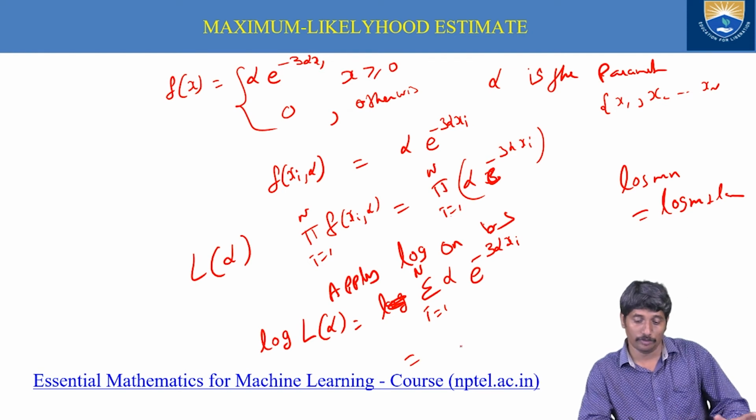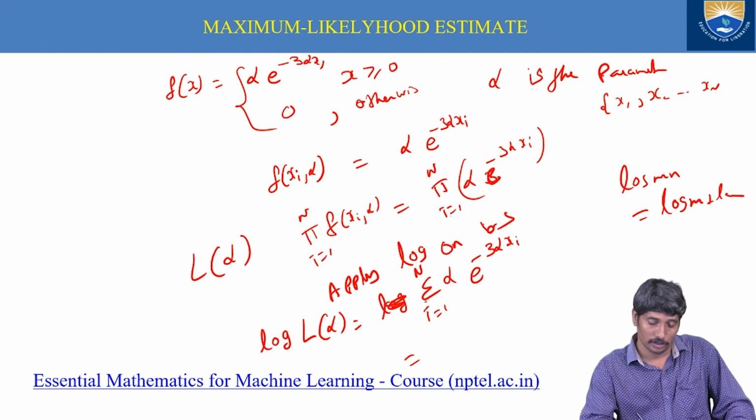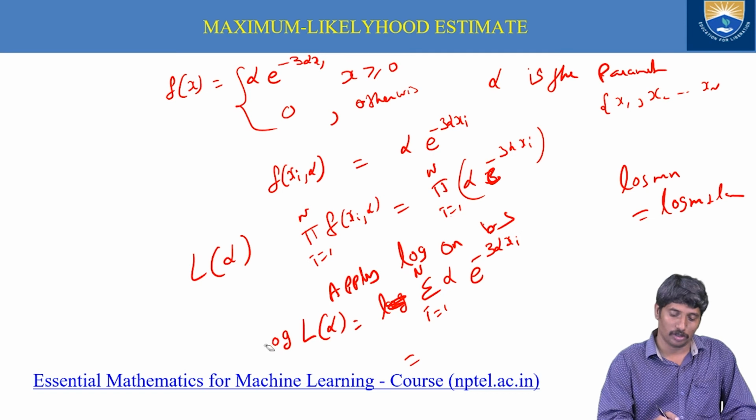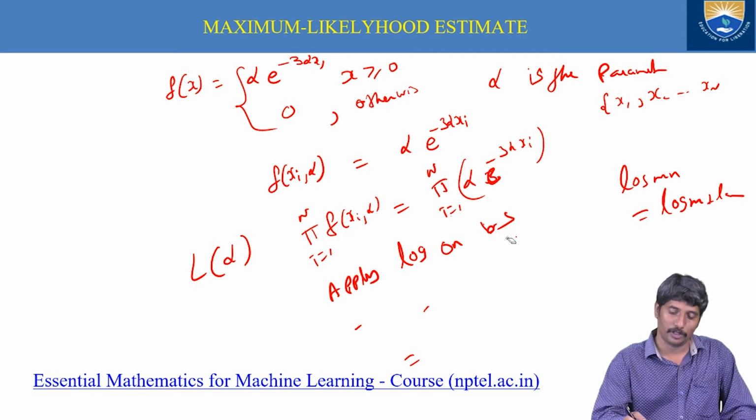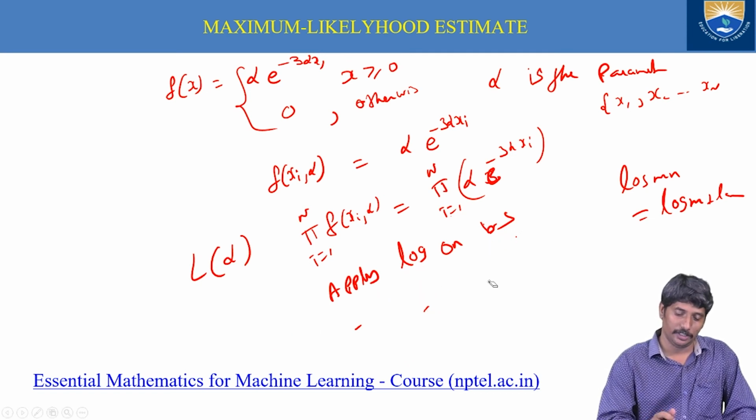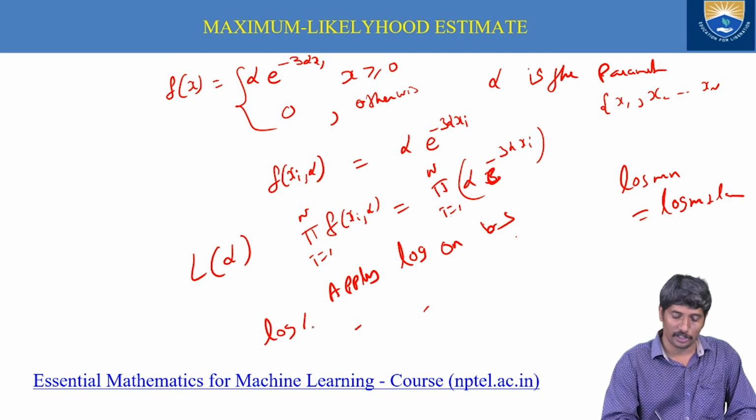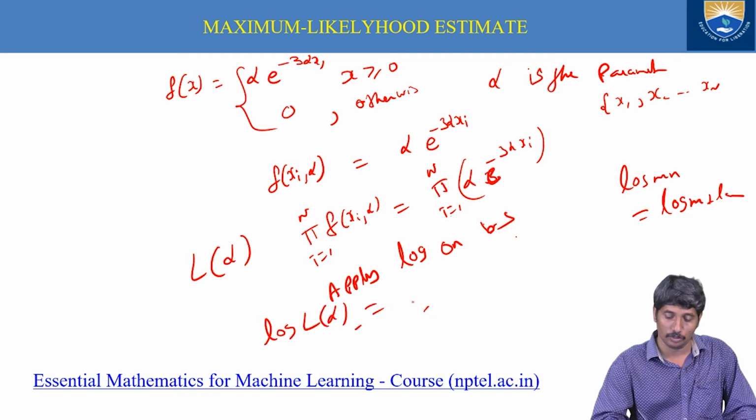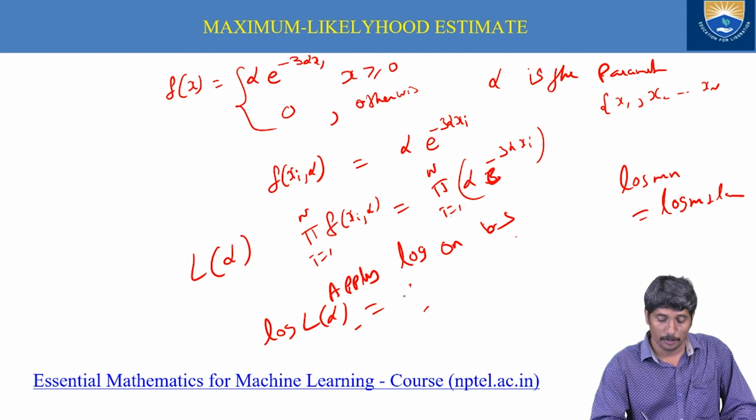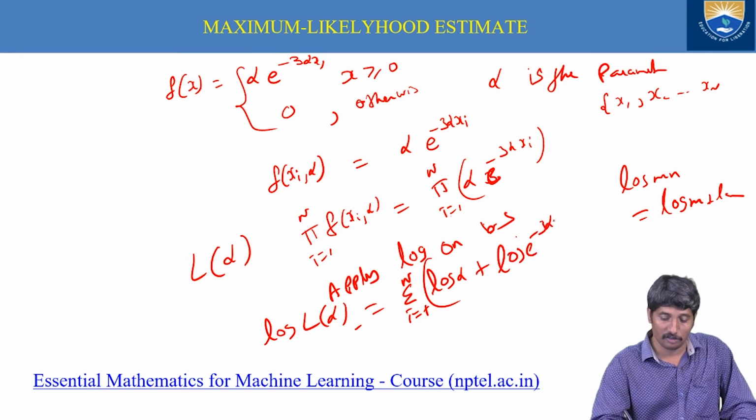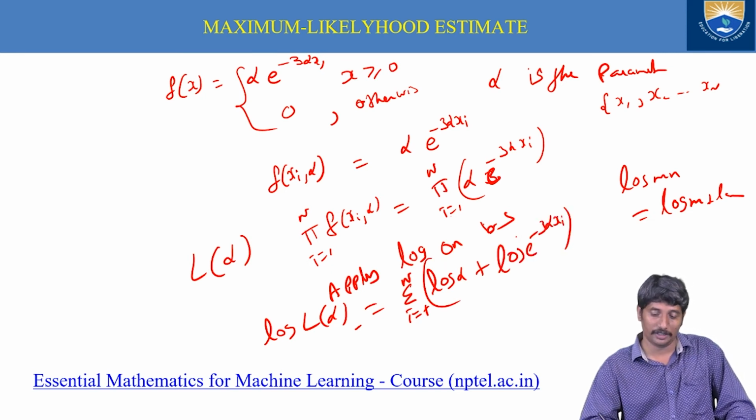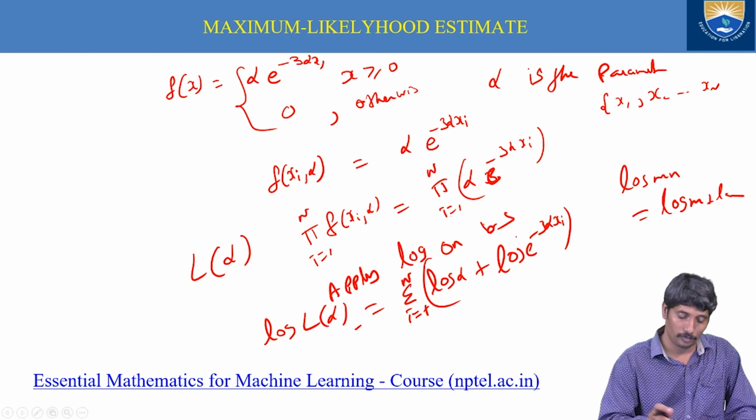So, one minute, a small correction. When we apply log on both sides, it becomes log of L of alpha is equal to summation i equals 1 to n of log alpha plus log e power minus 3 alpha xi. This is what we get.